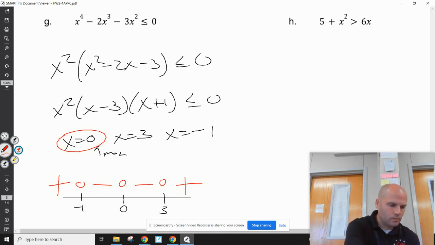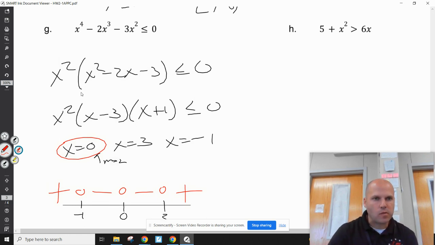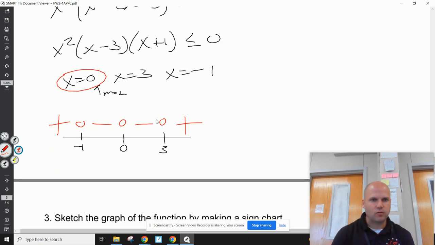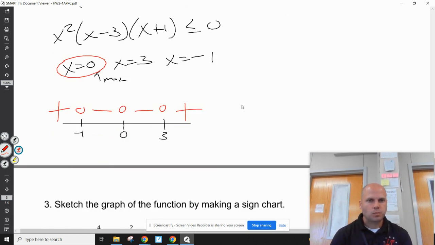Cool. Use test points if you're not sure. Always good to check, like -0.5, positive, negative, negative. Wait, positive, negative, positive, if I plug in -0.5. All right. Less than or equal to 0. Equal to 0, less than 0. Equal to 0, less than 0. Equal to 0. I'm just going to say from -1 to 3.